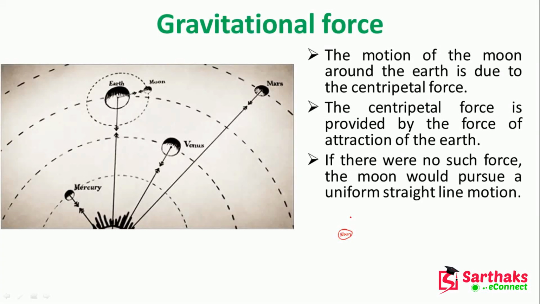And here you have, suppose, Venus. Then you have Mars. All of these will move around here, but there is some centripetal force here. So that's why all the planets move around the sun. Similarly, the moon is also moving around the earth. Okay. So if there is no such force, the moon would also move in a straight line motion. It would not follow a circular path.